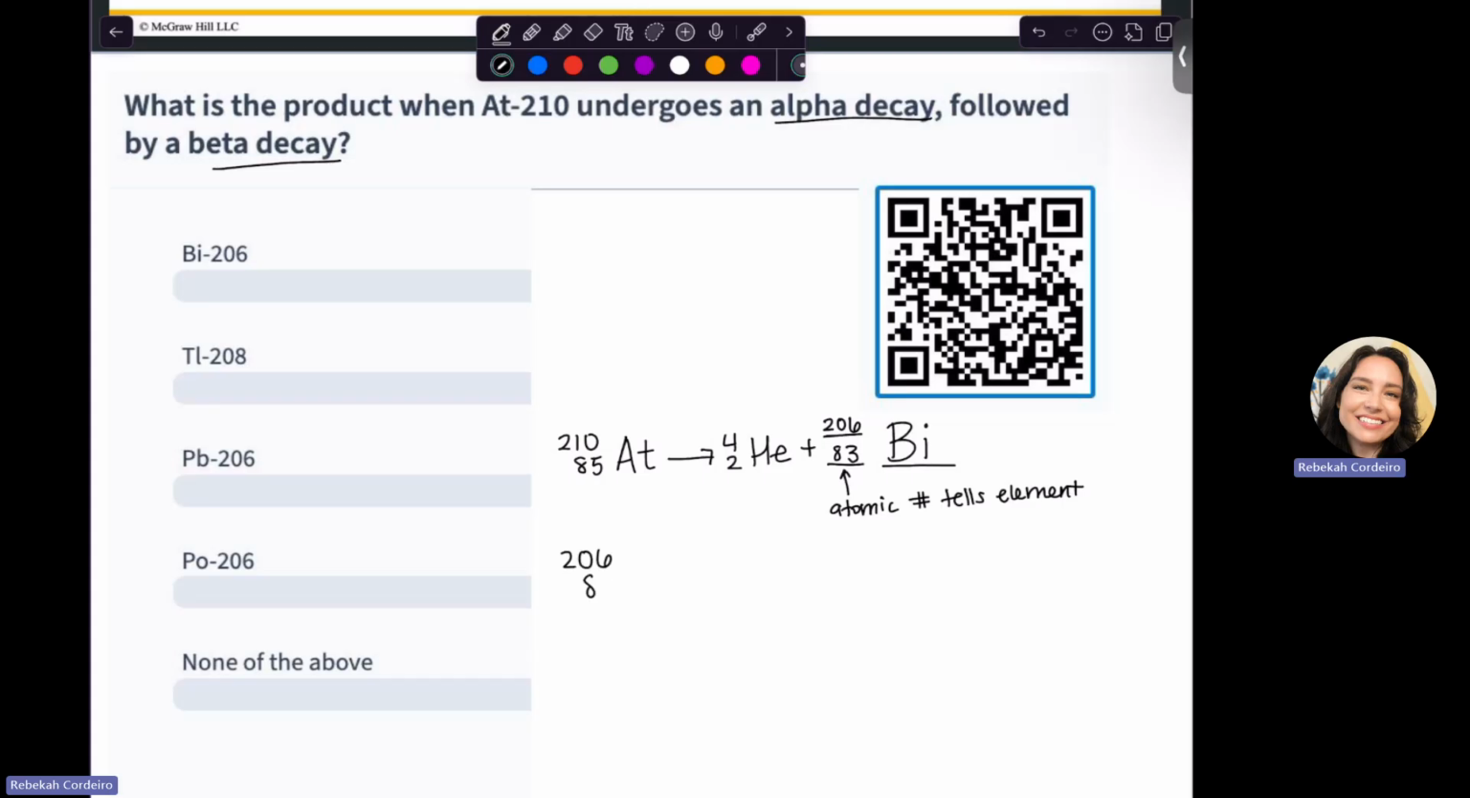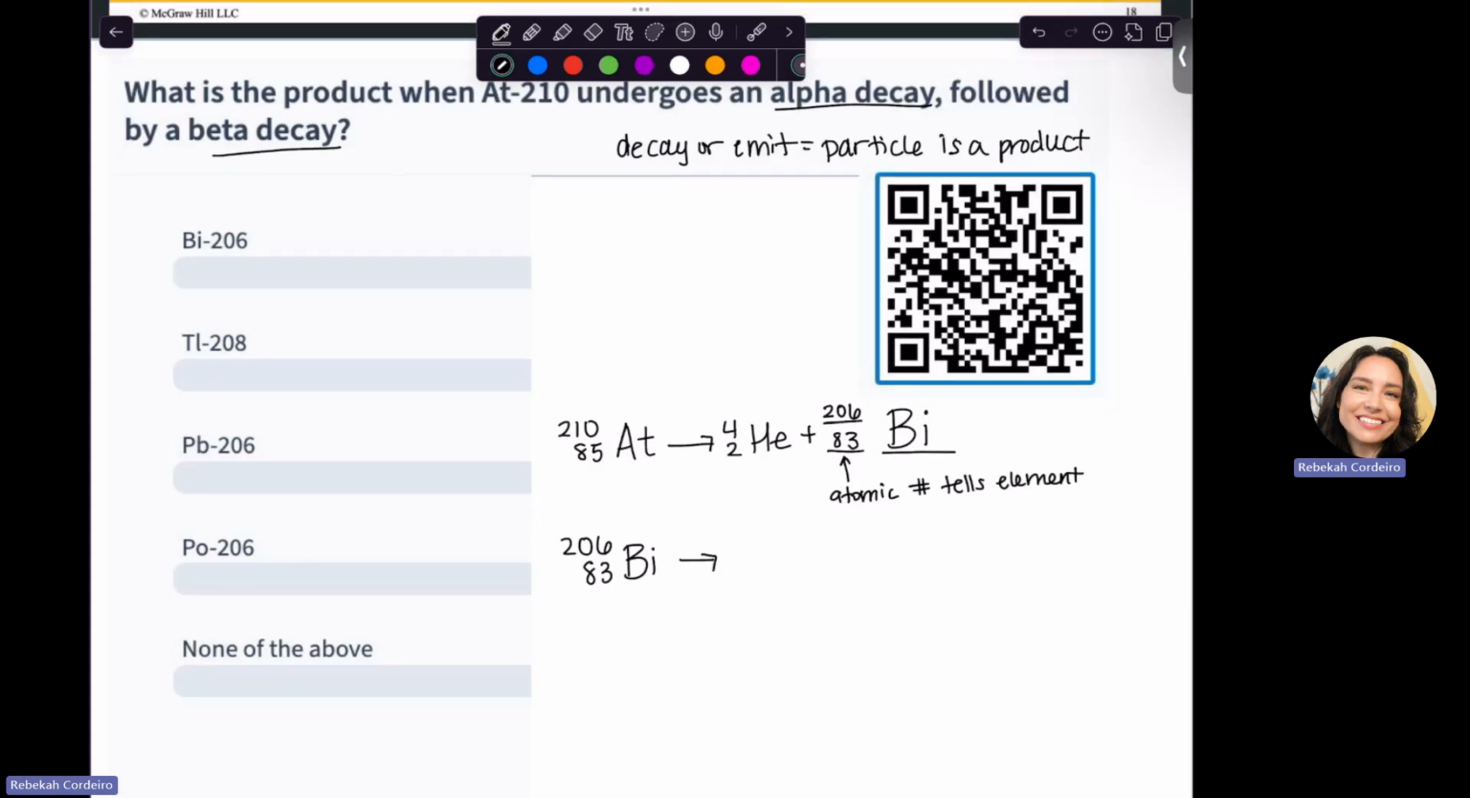So we do 206, 83, bismuth, and if it goes through decay or emit, so the word decay, or if it says emit, that means the particle is a product. If it says capture or added on or absorb, that means the particle is a reactant. We're not really going to see that in this class, so we're only going to be looking at emission. So we know it's a beta particle. Again, I have to memorize what a beta particle looks like. And then I have my 3 blanks.